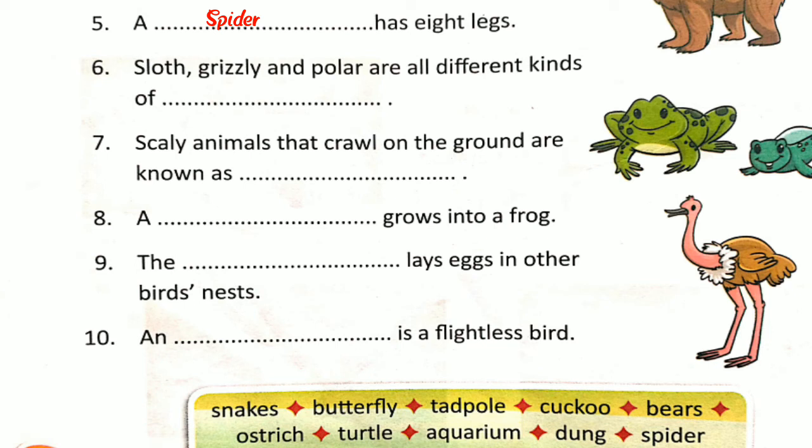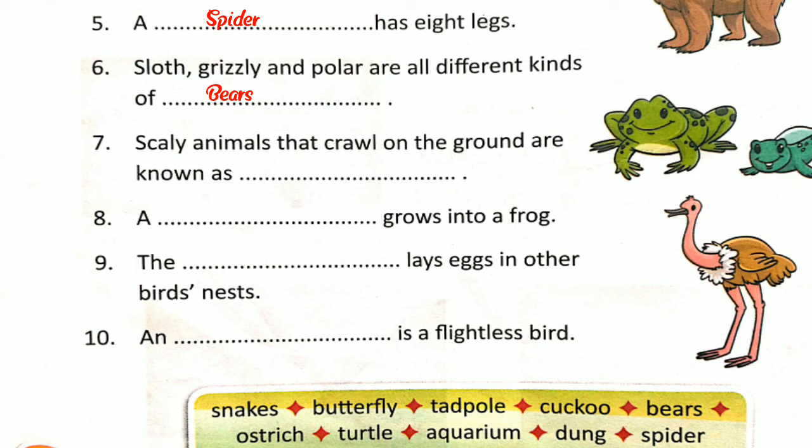Now number 6, sloth, grizzly and polar are all different kinds of blank. They are all different kinds of bears. So these all are different kinds of bears.